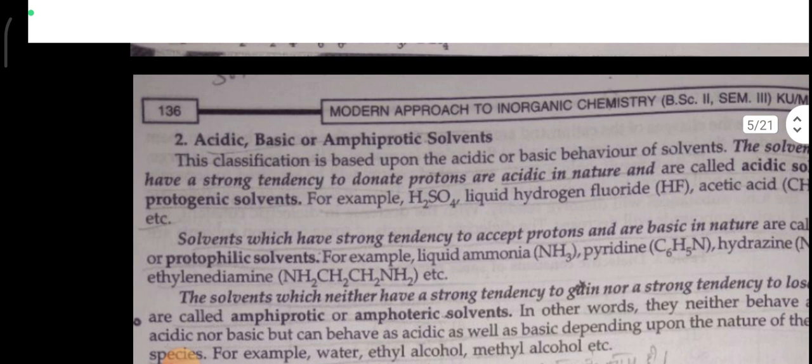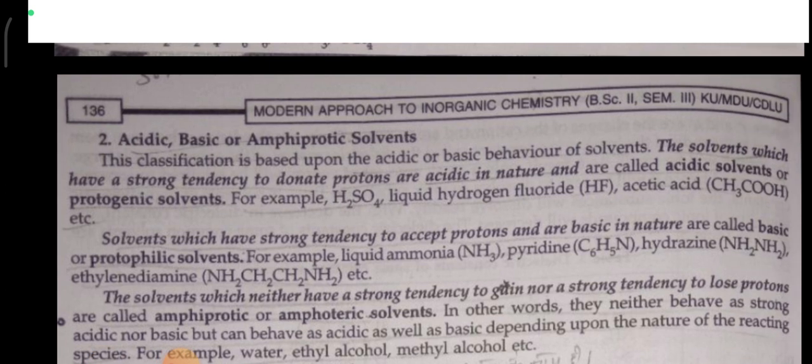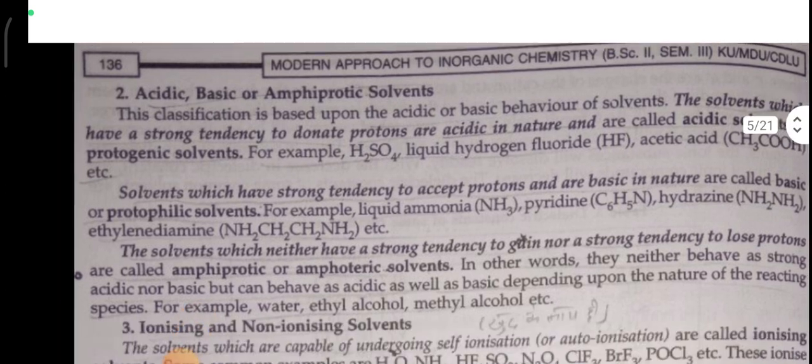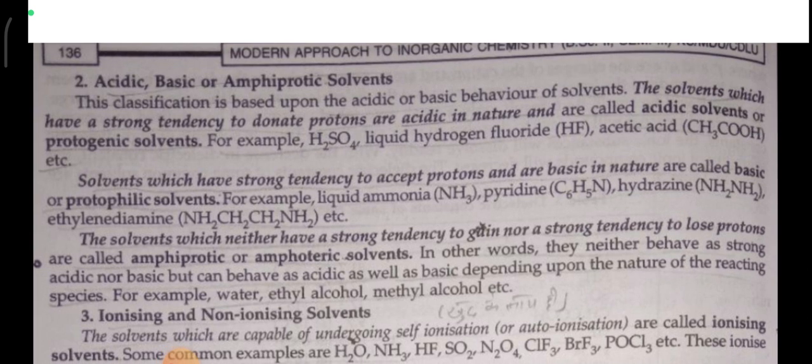Amphiprotic or acidic and basic solvents. This classification is based upon the acidic or basic behavior of solvents. The solvents which have a strong tendency to donate protons are called acidic in nature, and are called acidic or protogenic solvents. For example, H2SO4, liquid hydrogen fluoride, acetic acid. Solvents which have a strong tendency to accept protons are called basic in nature, and basic or protophilic solvents. Examples: ammonia, pyridine, ethylene diamine.